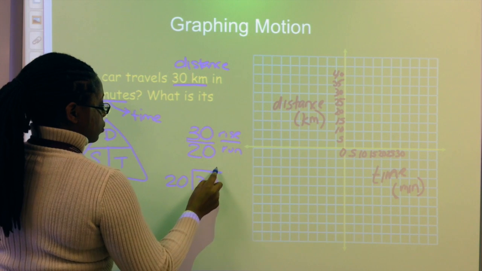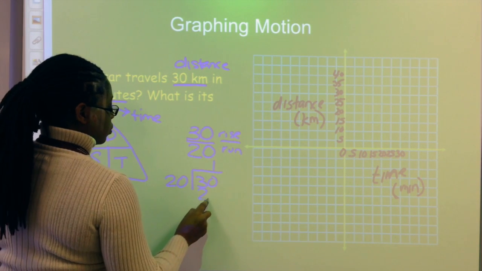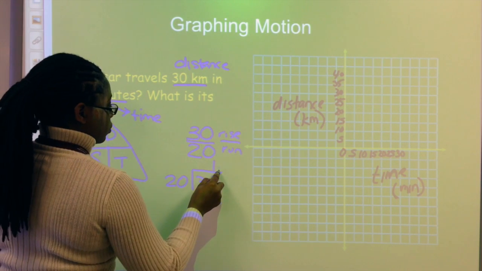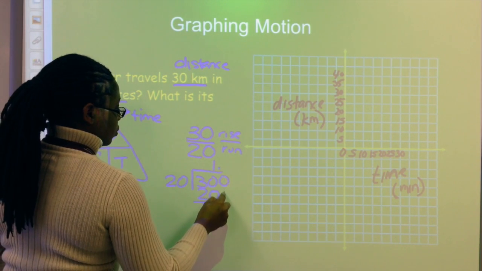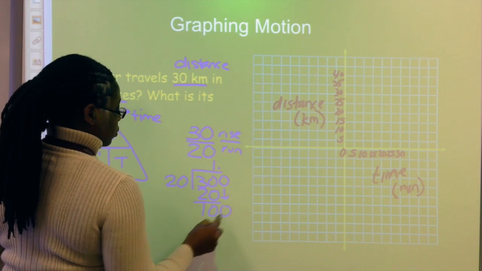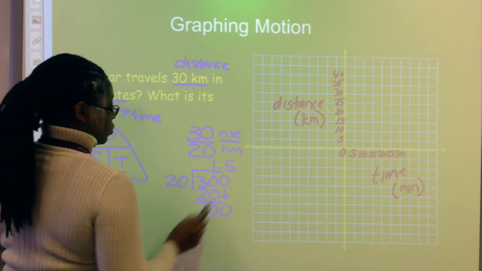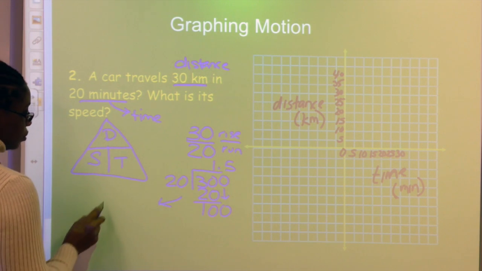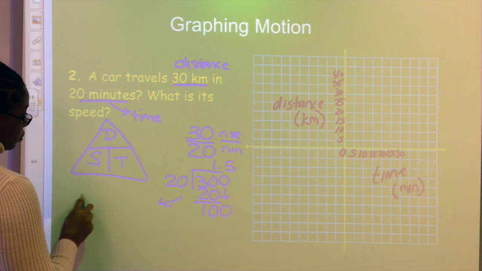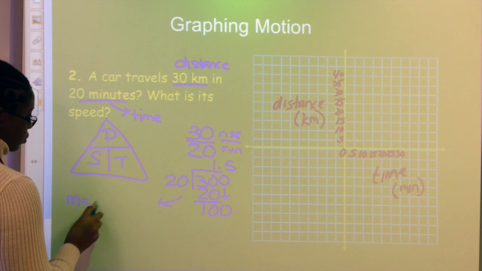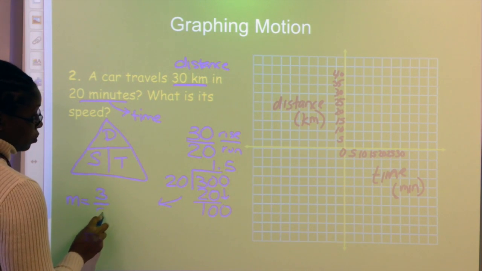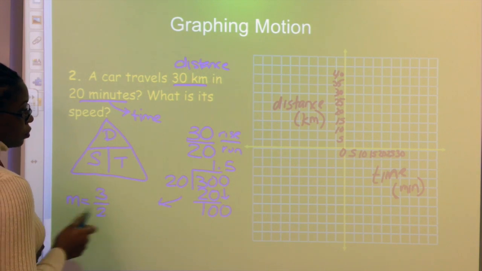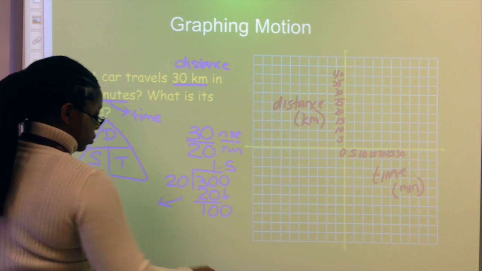Okay, so we can see that 20 goes into 30 one time, and then we have a remainder of 10. We're going to go ahead and add our decimal, our 0, bring it down, and now we have 100. And 20 goes into 100 5 times, so our speed is 1.5 kilometers per minute. I could also just say that 1.5 is the same thing as 3 over 2.